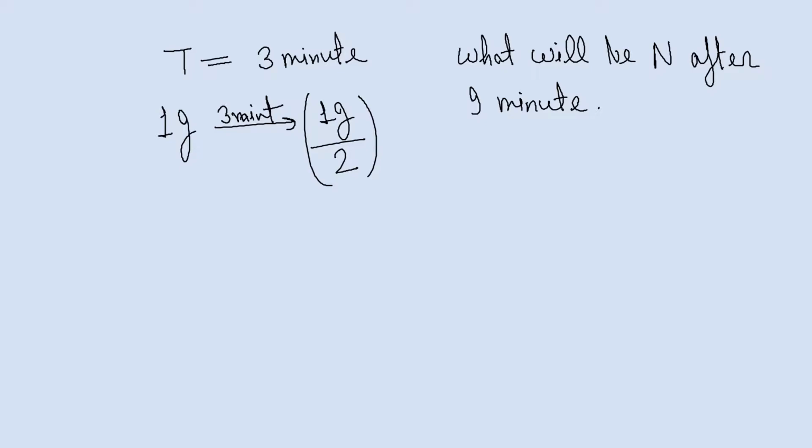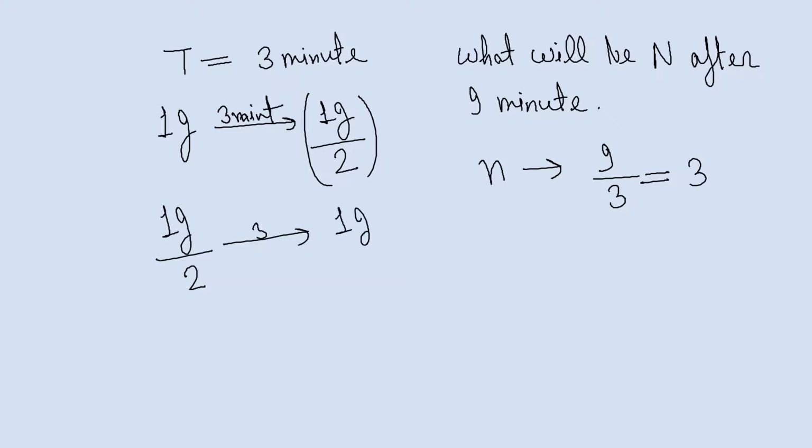How many half-lives means n. N will be 9 divided by 3, meaning the substance will pass through 3 half-lives in 9 minutes. In the first 3 minutes it will reduce to half of its initial value. In another 3 minutes it will reduce to 1 gram by 4, half of this value, and then in another 3 minutes it will reduce to half of this value.